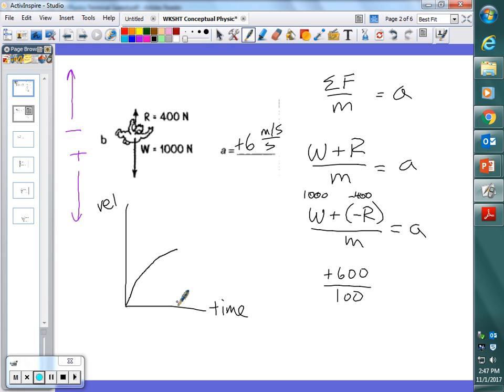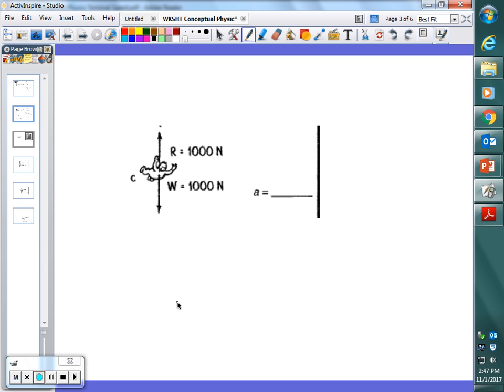Eventually, the fact that he's going faster is going to do what to his resistance force? Eventually, this is going to happen. Before we use that term, let's talk about it in terms of what we know. What's the net force on Bronco in this situation? 0. If there's 0 net force, there's 0 what? Acceleration. Is Bronco stopped here? No.